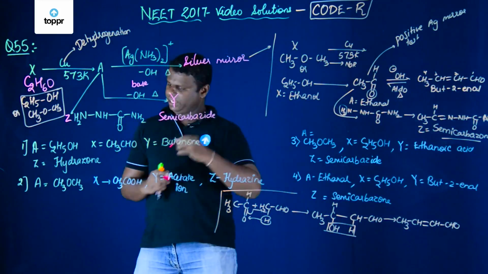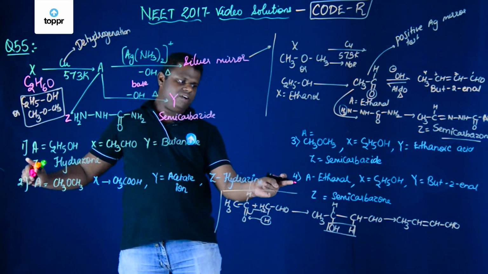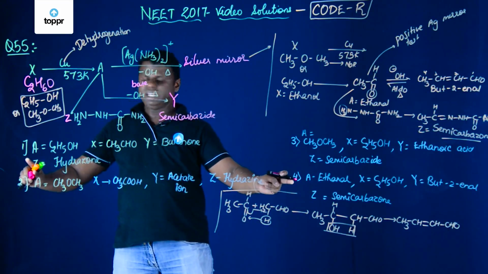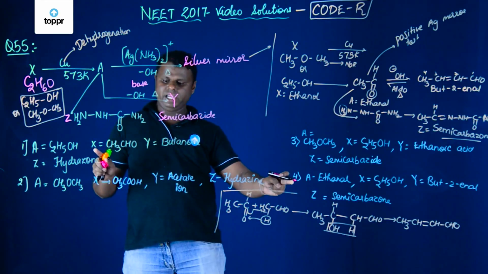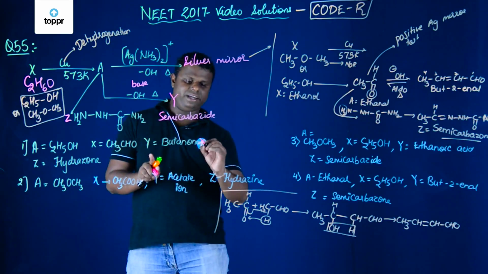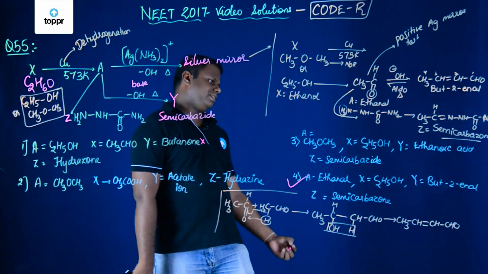So let's try to see the options. Option number 1 says ethanol. Option number 4 says ethanol, right? But if you see here, X is acetaldehyde. That's also correct. But Y is butanone, that is incorrect. So that indicates that option number 4 is the correct answer, right?